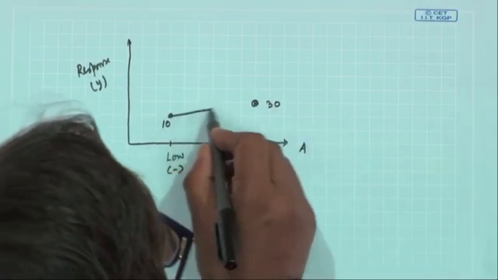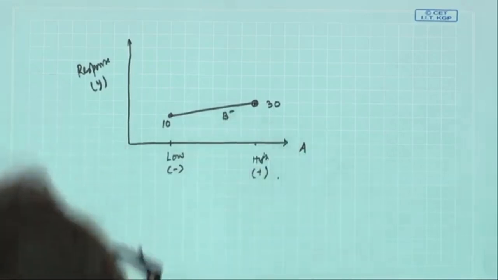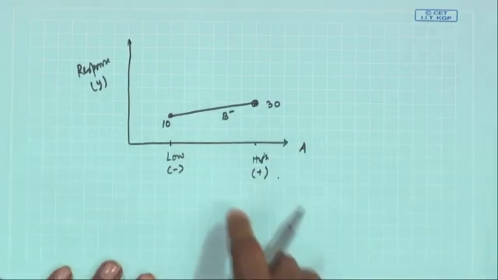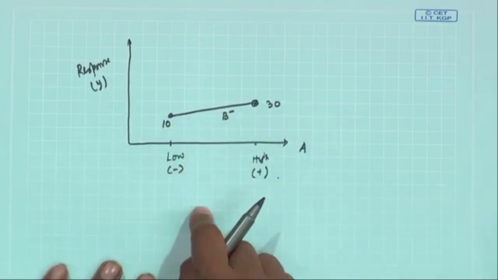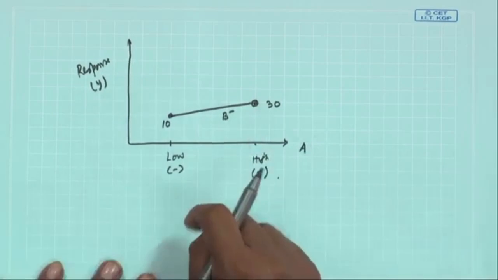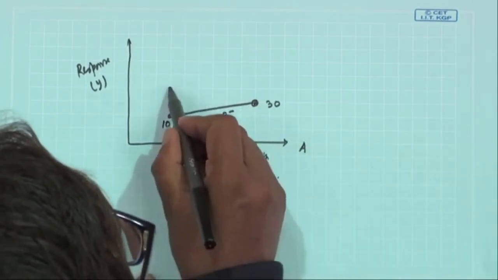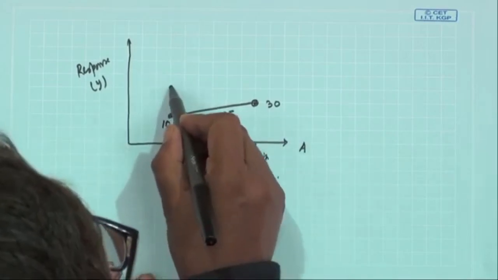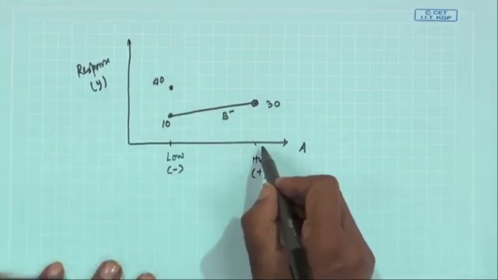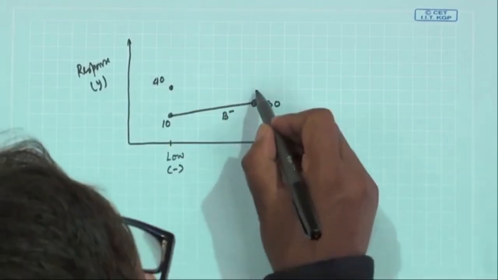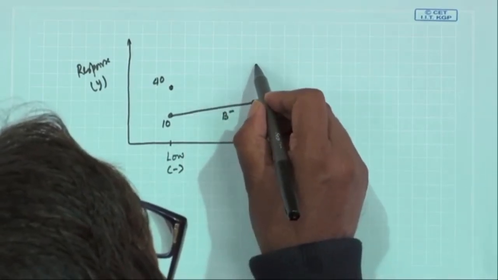Then if I join, I will get a line like this, which is B minus. That means this is a curve, B at low, but you are changing A. Now, there will be similarly a B plus curve. So, if this is 10, this is 30, let this be 40, when A at low, B at high, Y response is 40, and when both are at high, that is 62. So, something like this.